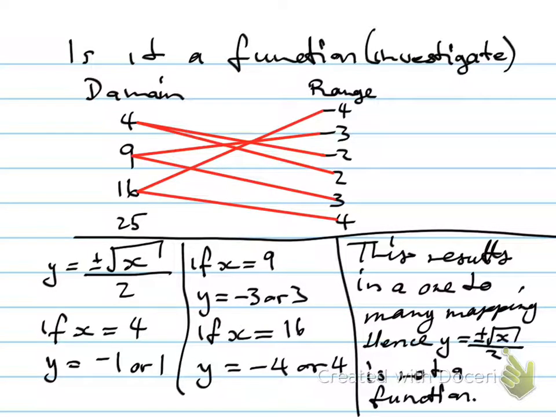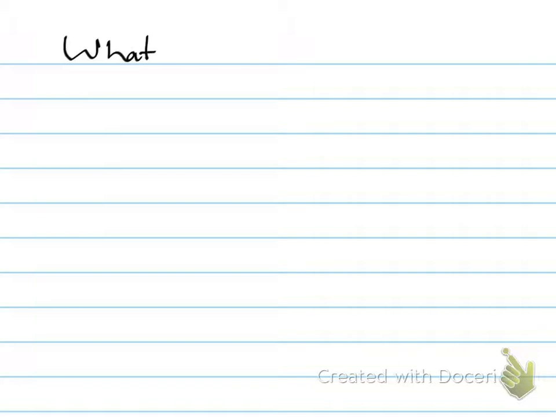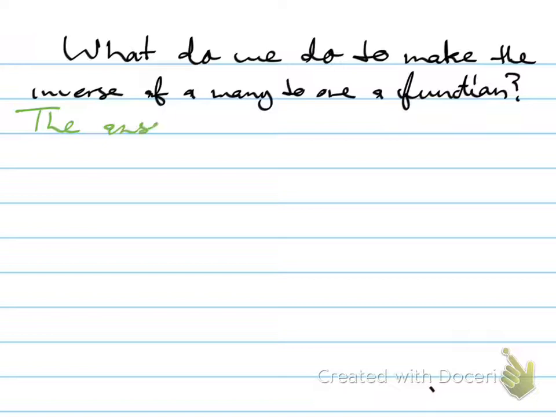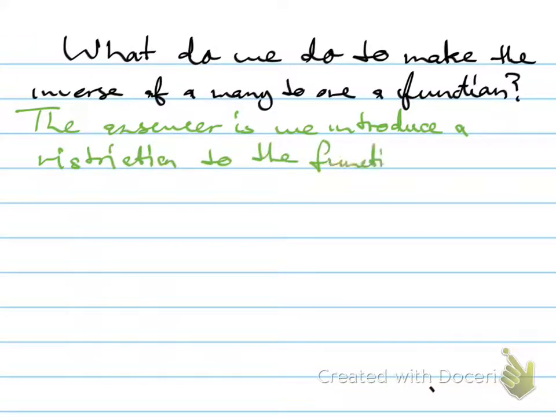So how do we make this a function? Questions you can be asking: what do we do to make the inverse of a many-to-1 a function? The answer is we introduce a restriction. We introduce a restriction to the function before we find the inverse.